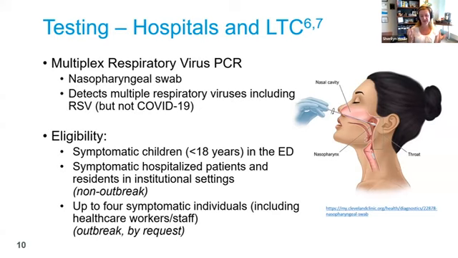And then within the setting of an outbreak, so if there is an RSV outbreak in a long-term care facility, for example, there can be up to 4 symptomatic individuals, which can include staff members, who can request testing as well. I'm not sure how they came up with the limit of 4, but that's the current eligibility criteria as it is. So for the most part, you need to be symptomatic, and you need to be either a child in the emergency department or an adult who is an inpatient or a resident of an institutional setting. Everybody else who's community dwelling would have to go through the Life Labs program.